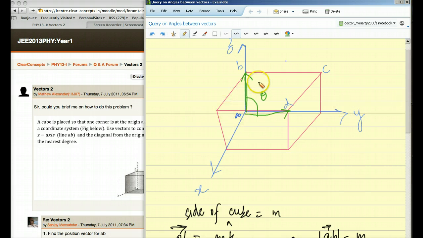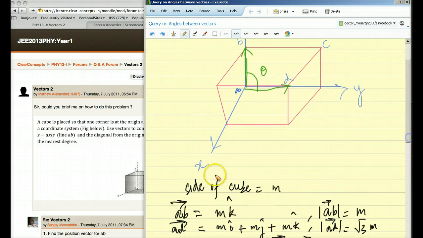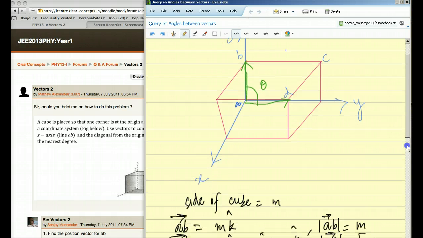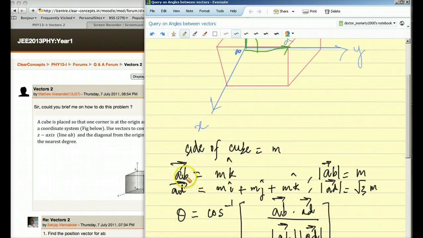If the side of the cube is M, so all these pink lines are M in length. Therefore, A to B is going to be M, and therefore vector AB can be represented as M k hat because it points along the positive Z axis. The magnitude of this vector AB is simply going to be M because it has only one component.